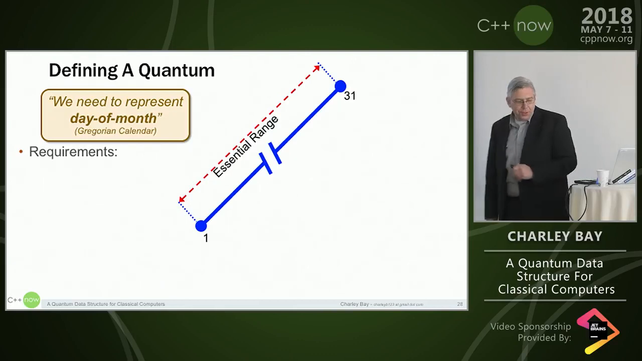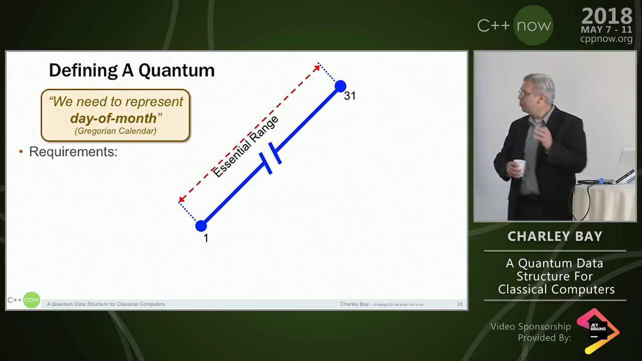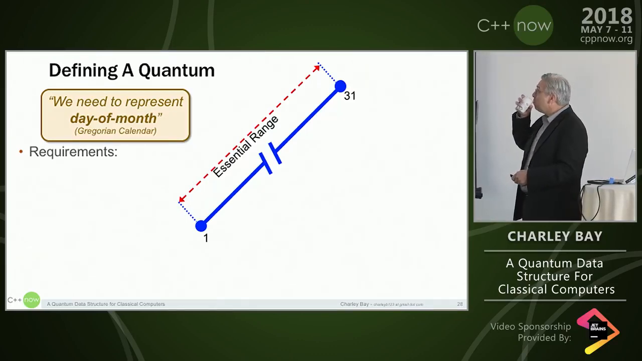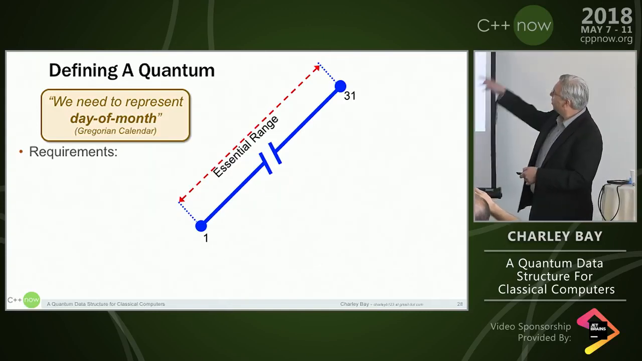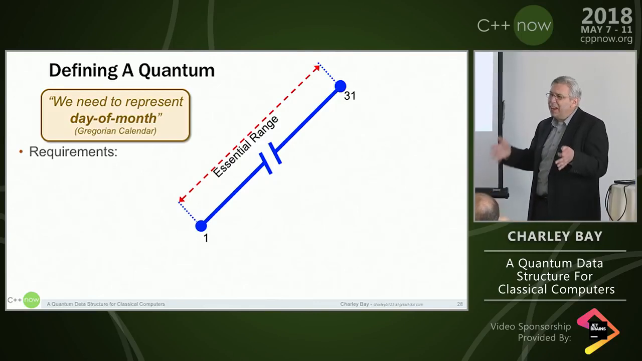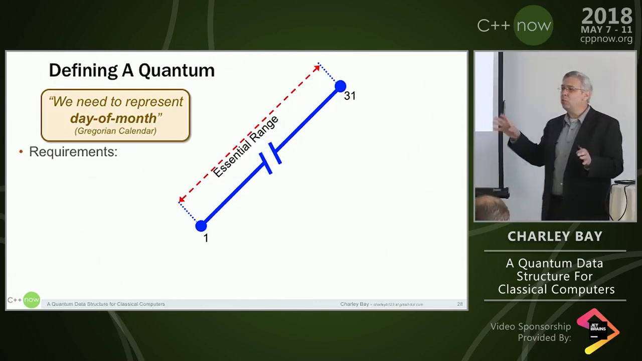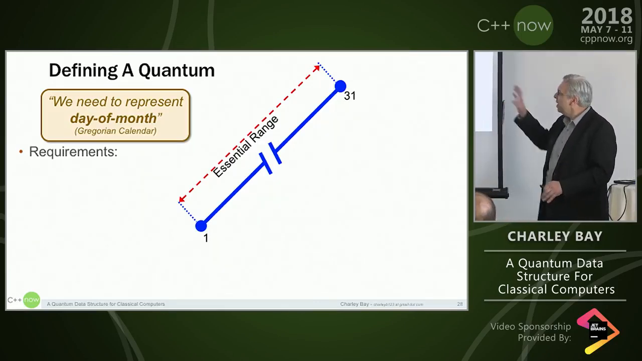So quantum, we know about this integer thing. Integer thing's cool, everybody knows what it is, it's very simple. And if we want to represent day of month, it's kind of like this scale. Well, you know, Gregorian calendar, it's kind of like 1 to 31. There might be some extra rules to make it down to 28 or something, but it kind of looks like that.